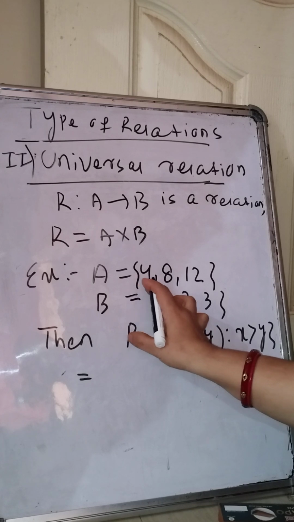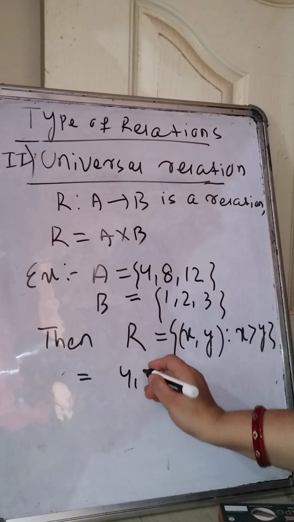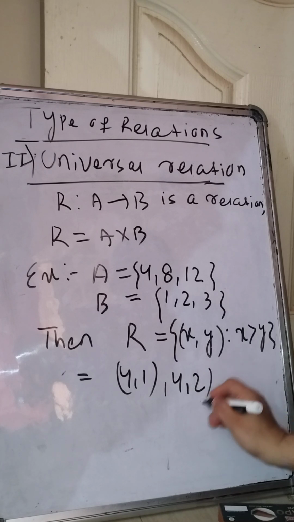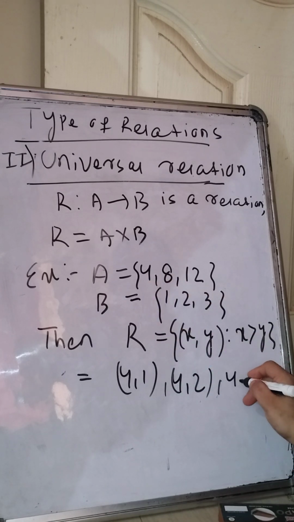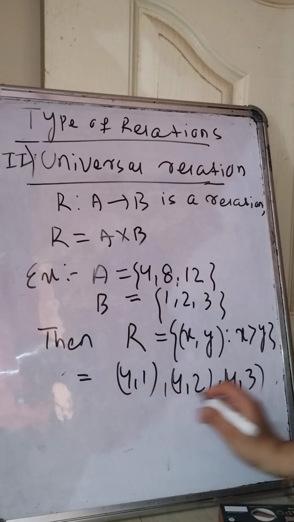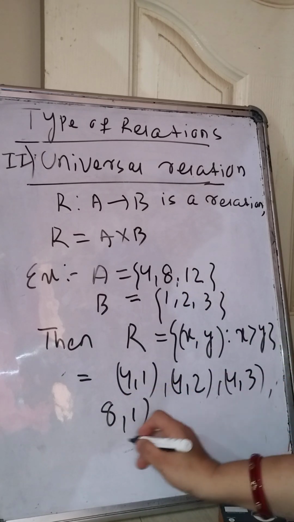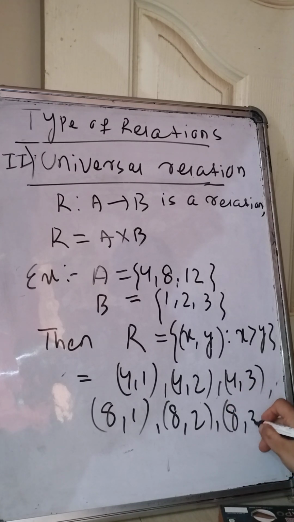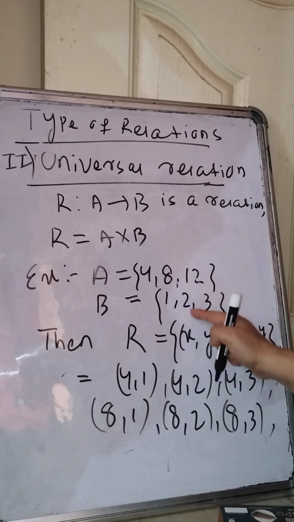Now if I consider the ordered pairs 4, 1; 4, 2; 4, 3; then 8, 1; 8, 2; 8, 3; then 12, 1; 12, 2; 12, 3.